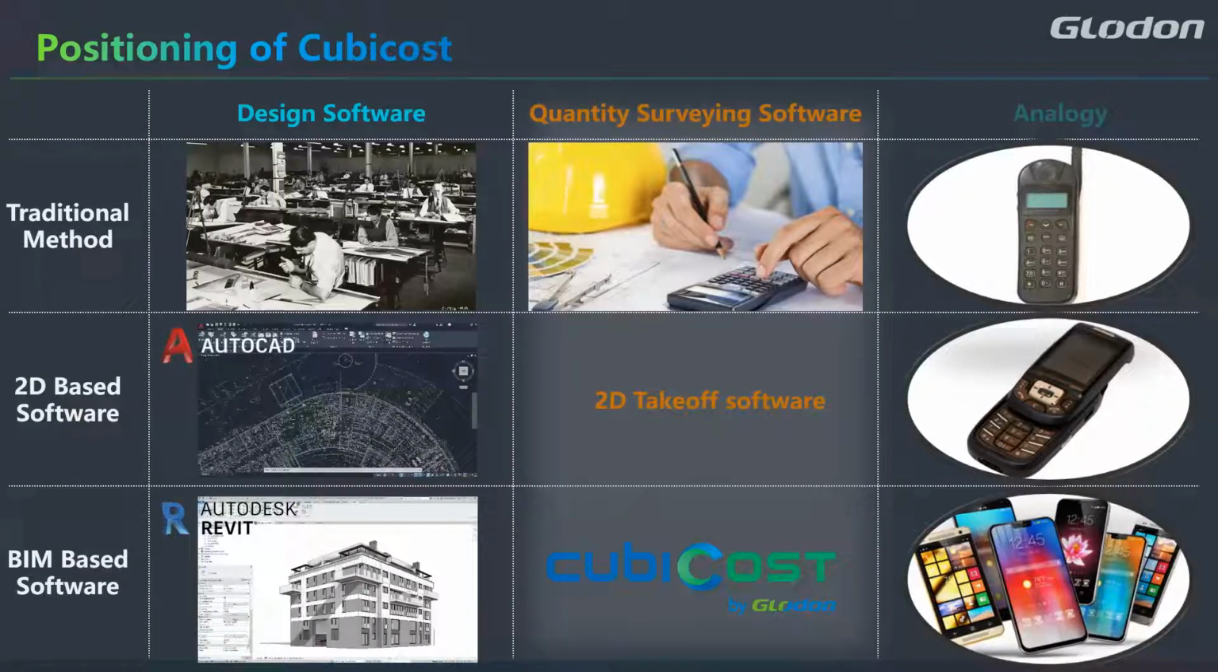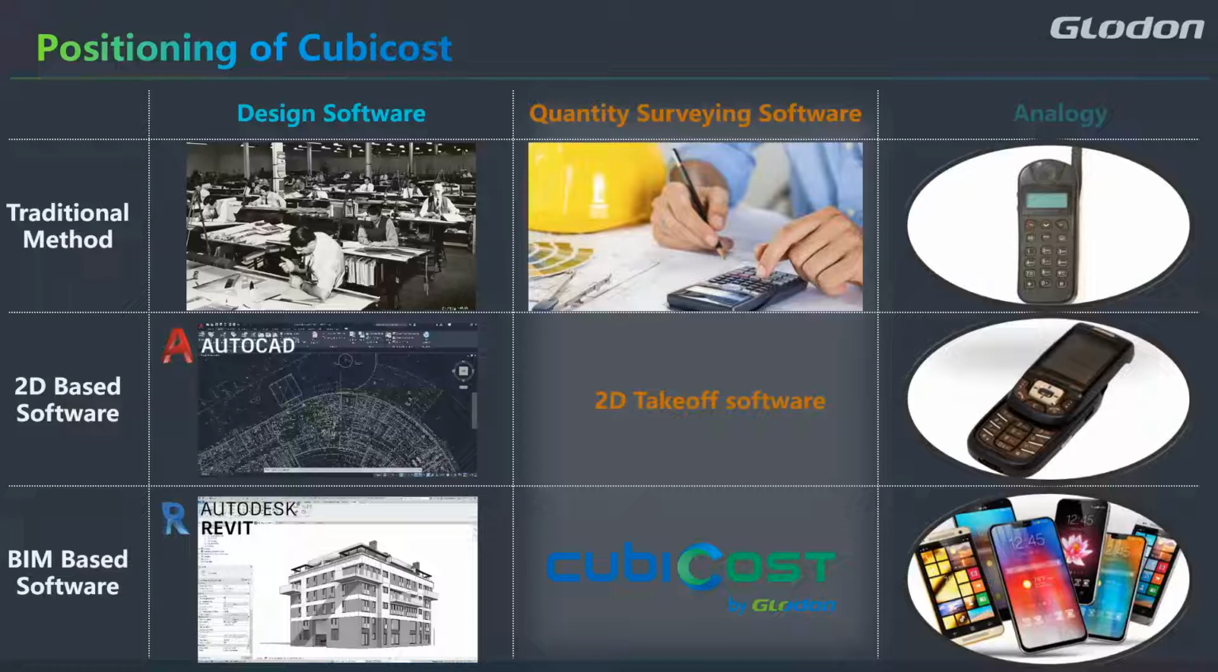Then we moved to these 2D-based software like AutoCAD. Then we can use software like Excel in order to tabulate numbers, quantify, and create the quantity reports and cost reports. So it is like an old mobile phone.